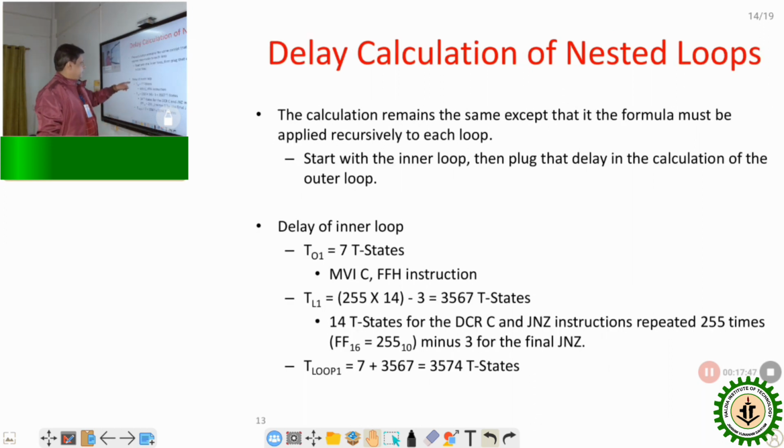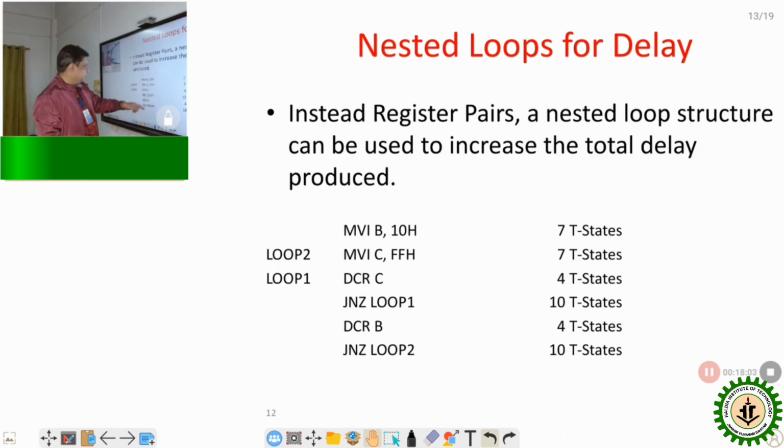Okay. Now, let us see the inner loop inside. One instruction is MVI C, which is outside. It will be executed only once. So this is going to have 7 T states. And for the loop, 4 T states, 10 T states. That means total 14 T states.